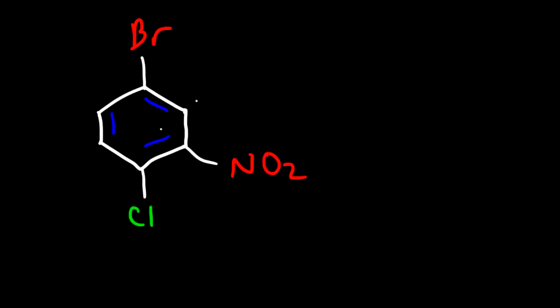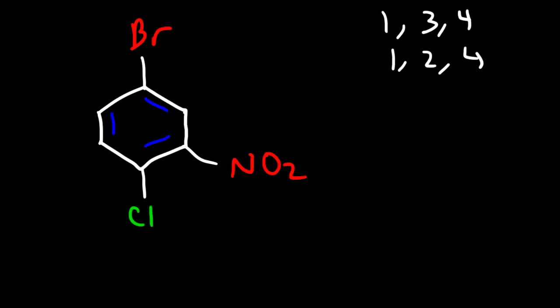Let's try one more example. And so for this example, we're going to have a bromine atom, a nitro group, and at the same time, a chlorine atom. So what do you think the name of this aromatic compound will be? And how should we count it? Well, if we count it this way, 1, 2, 3, 4. So the numbers will be 1, 3, 4. If we count it this way, we will get lower numbers, 1, 2, 4 instead of 1, 3, 4.